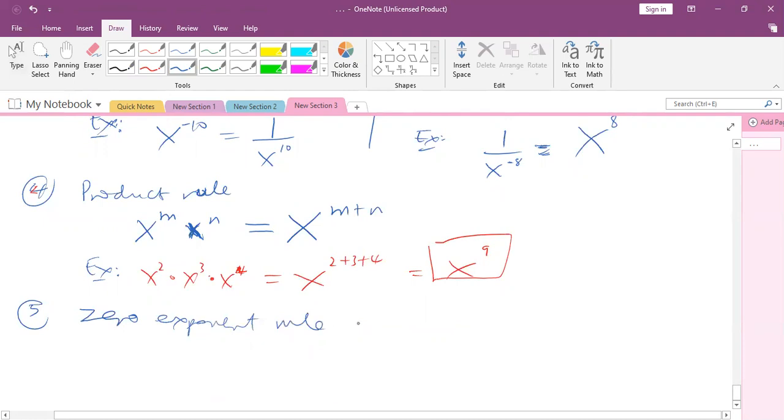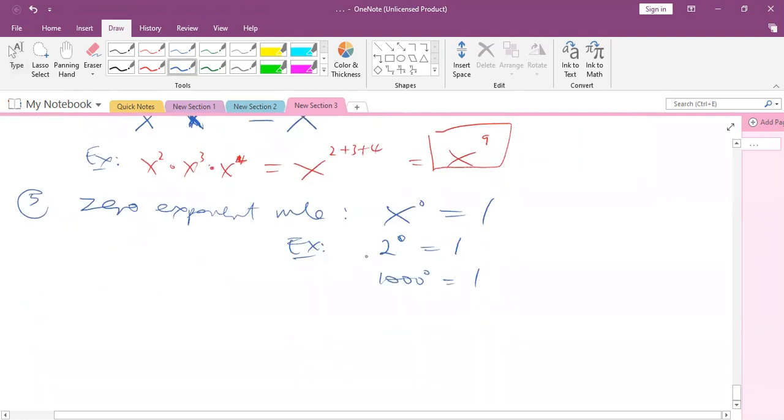The zero exponent rule says that any number raised to the power 0 is always 1. So if I have 2 raised to the power 0, it's equal to 1. Okay, so these will be examples. If I have 1,000 raised to the power 0, it's always equal to 1. Any number raised to the power 0 is 1.